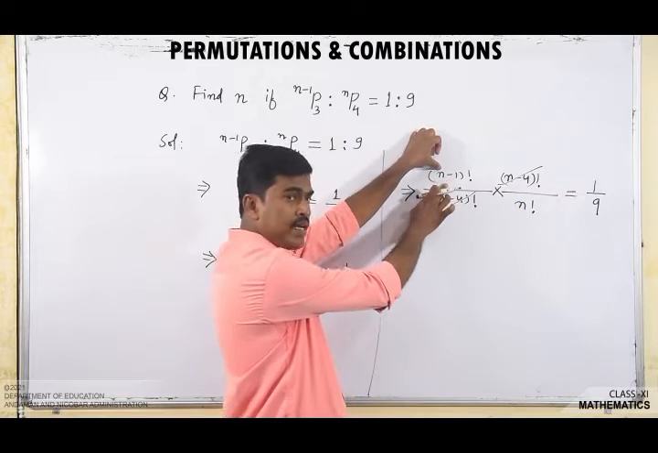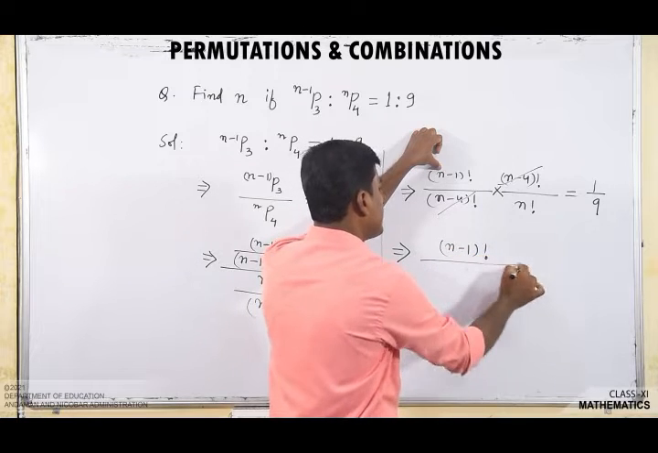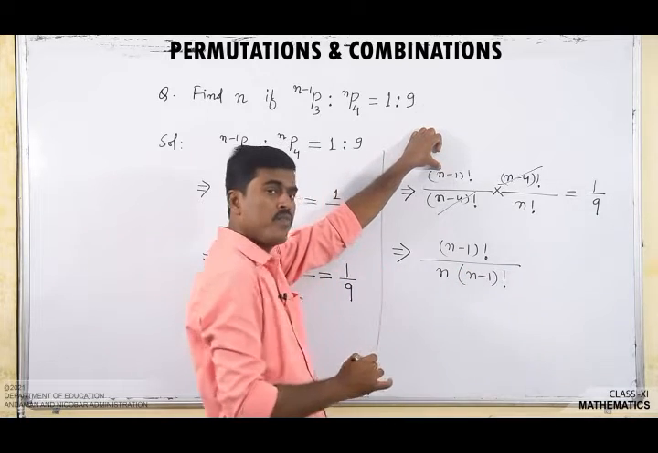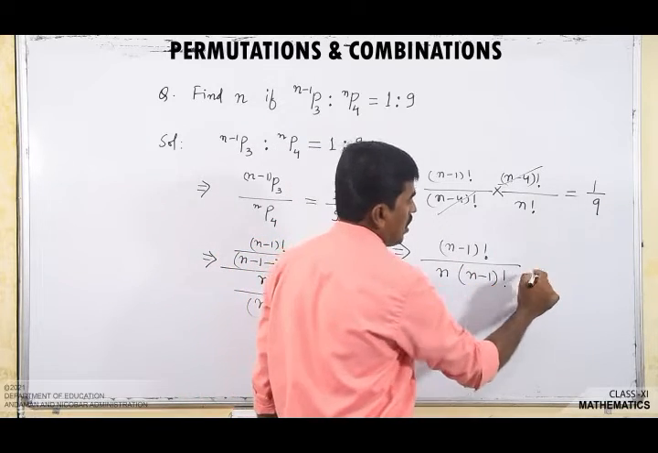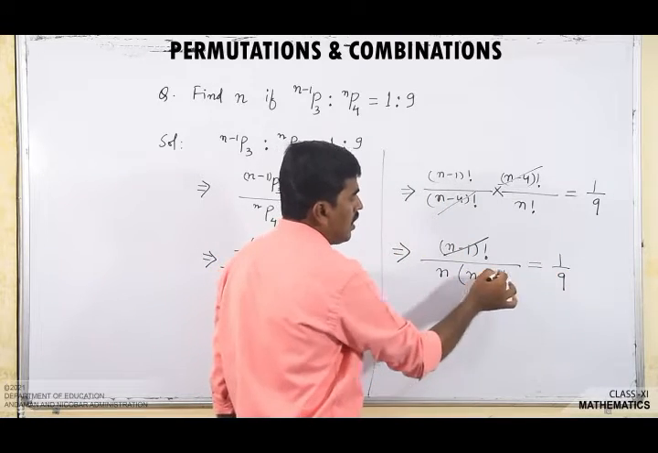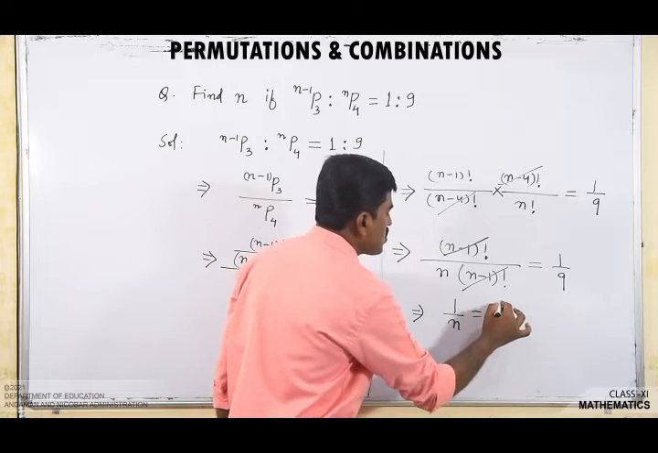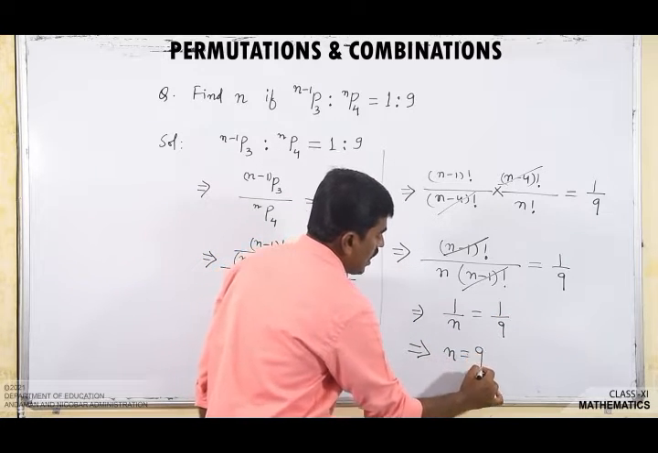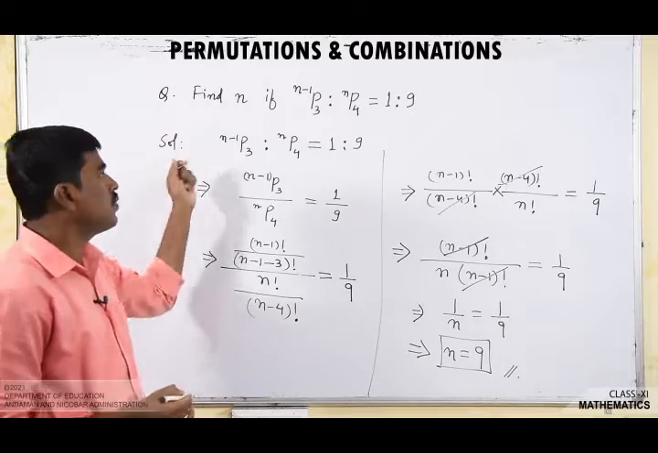So n is greater than n minus 1, so we can write this n factorial as n into (n minus 1) whole factorial. We can stop at this n minus 1, okay. So it is (n minus 1) whole factorial divided by n into (n minus 1) whole factorial, and that is equal to 1/9. Now again this (n minus 1) whole factorial is cancelled out. So it is 1 by n is equal to 1/9. So what is the value of n? n is equal to 9. Very simple, okay. So in this way we have to find the value of n from this equation.